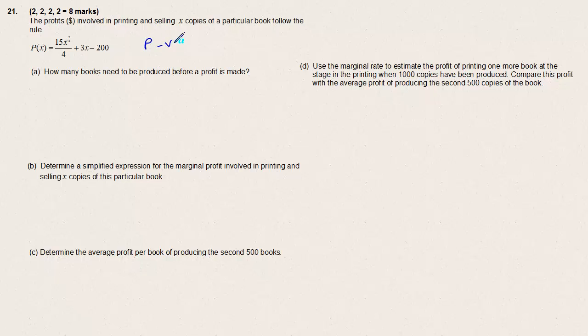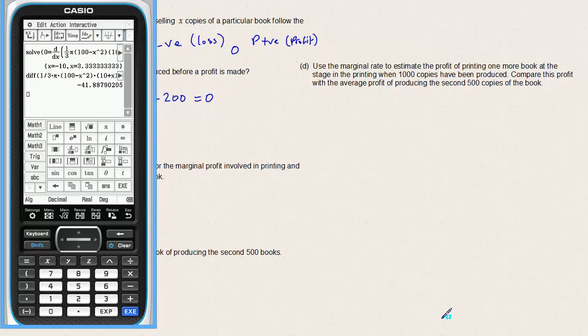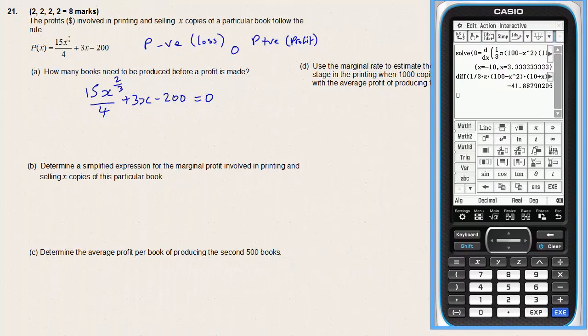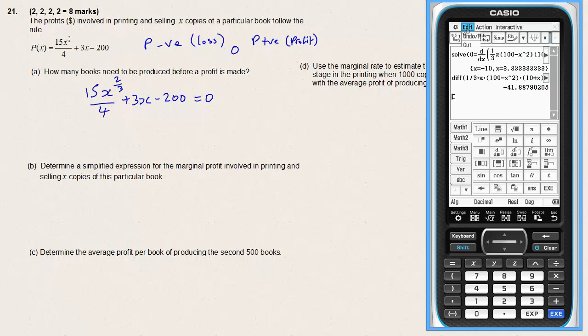If P is negative, then we think of that as being a loss. If P is positive, then we think of that as being a profit. So the boundary between these two things is clearly 0. So what we want is 15x^(2/3) over 4 plus 3x minus 200 equal to 0. And don't forget, this is a calculator paper, so we can solve this on the calculator.